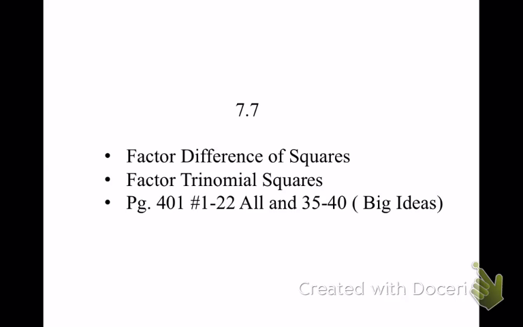This is a lesson from Monday, December 14th, 7-7, covering factoring, difference of squares, and trinomial squares. We're working out of the Big Ideas book, page 401, numbers 1 through 22 all, and 35 through 40 all. You might want to stop the video after I've discussed difference of squares and do numbers 1 through 14 of the homework. And then continue watching the rest of the video for the perfect square trinomials.